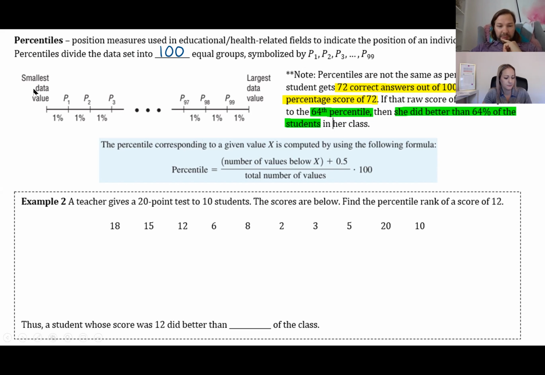So what we want to do here is scan all the data values and circle all the ones that are less than 12. Okay. So I see here 6, 8, 2, 3, 5, and 10. Those are all below 12.